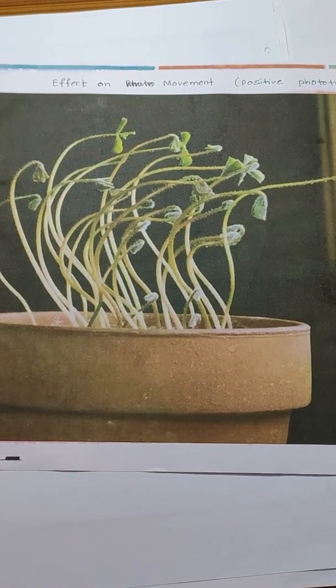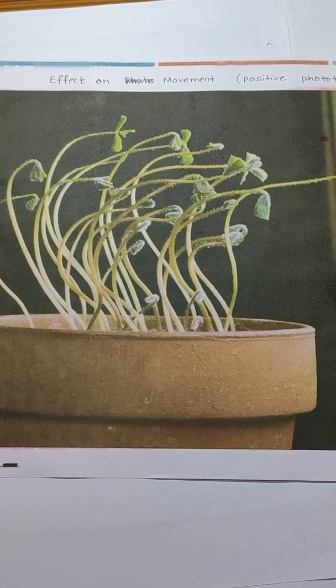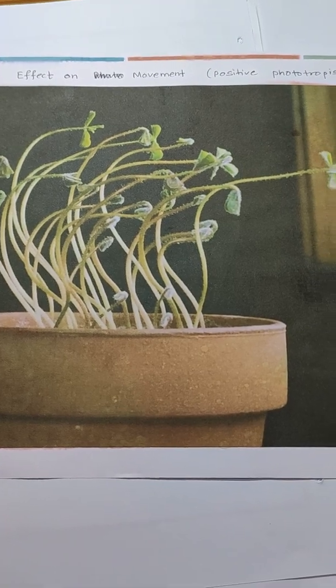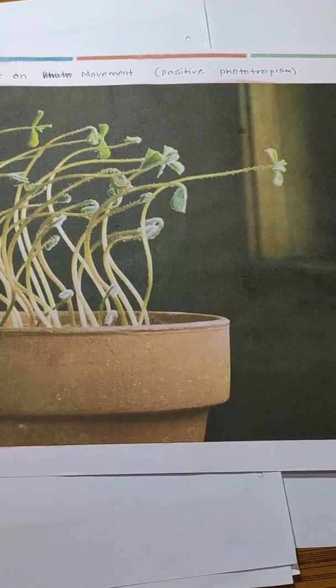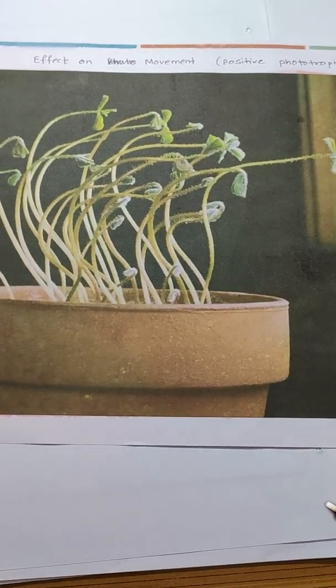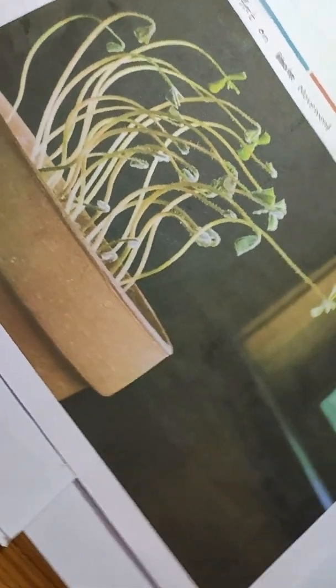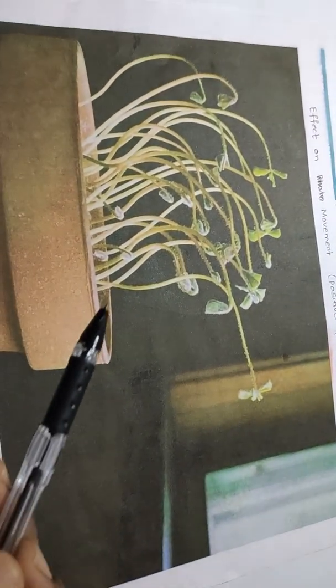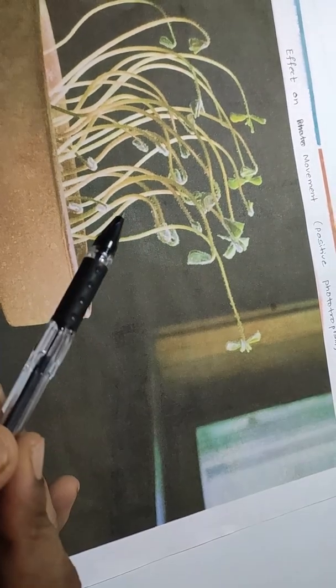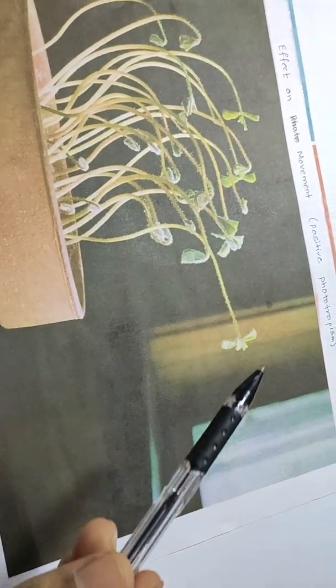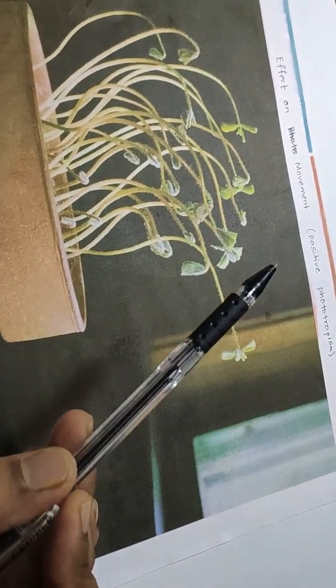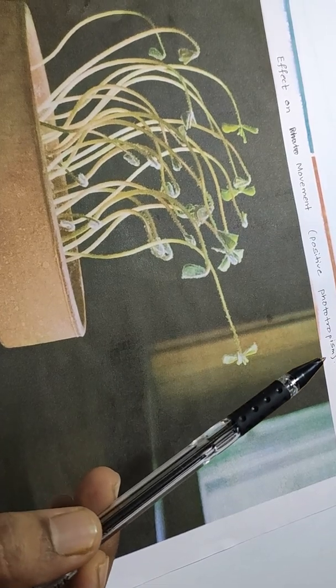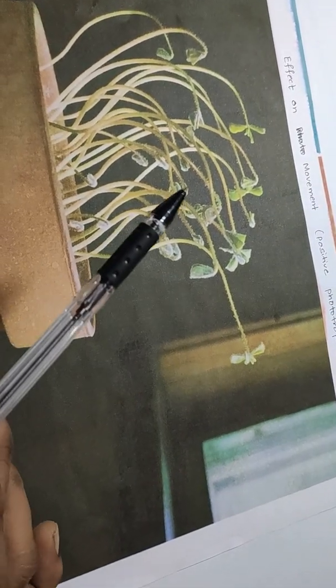So this is the effect on movement, or positive phototropism. Plants always move toward the light. This is called positive phototropism. This is the effect of light on plants.